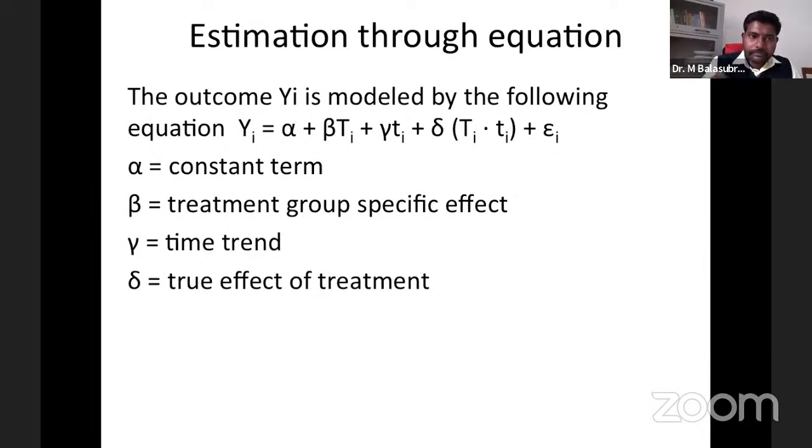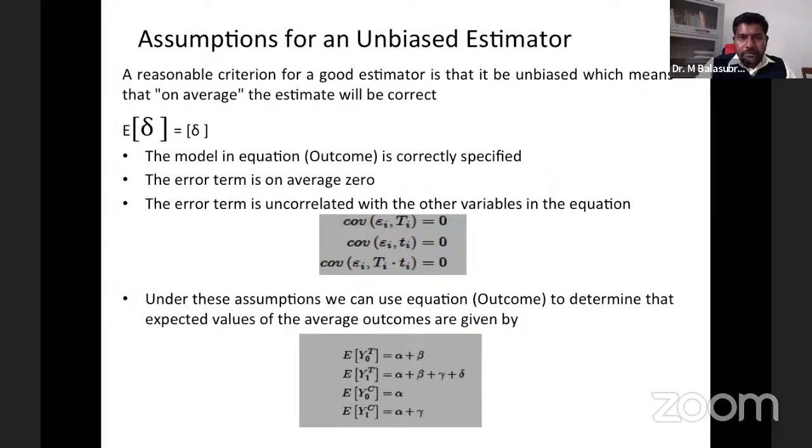To have this equation and find these four unknowns, we need some assumptions. Earlier we had one assumption in the graphical approach. Here we have another three assumptions. Both are the same. I am explaining here.